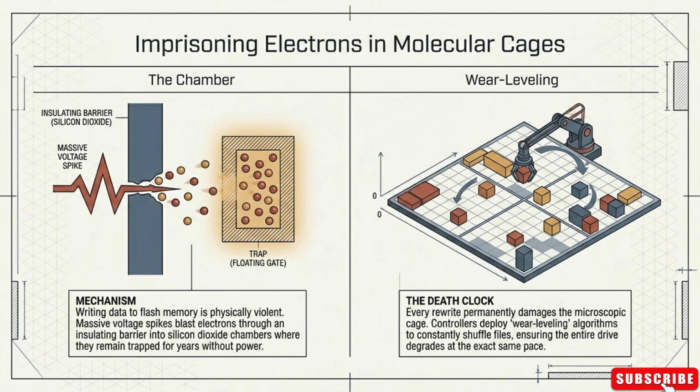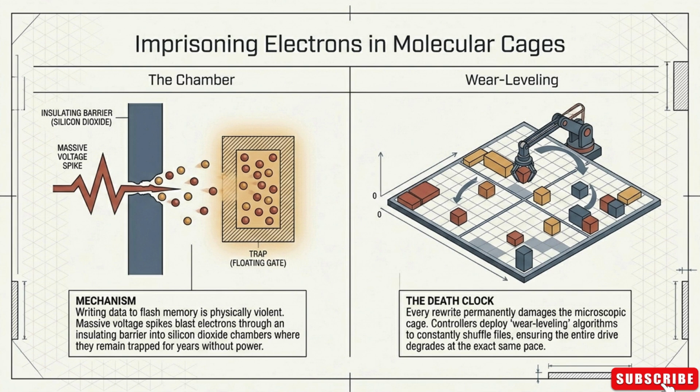But to combat this, solid-state drives employ sophisticated wear-leveling algorithms. So the controller chip constantly shuffles data around behind the scenes. It moves frequently overwritten files to fresh, less used physical locations on the drive. To spread out the damage. Precisely. It ensures that all the tiny molecular cages wear out at the exact same pace, which drastically extends the total lifespan of the drive.